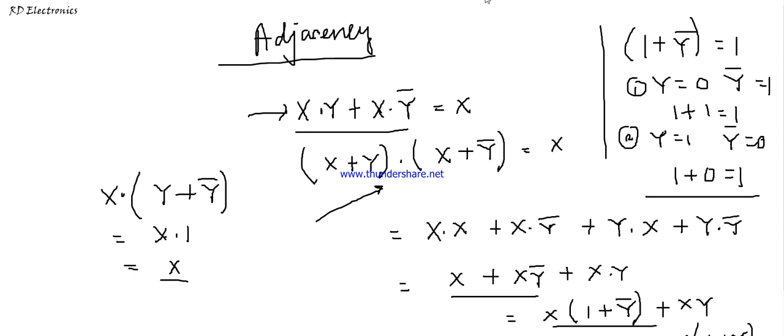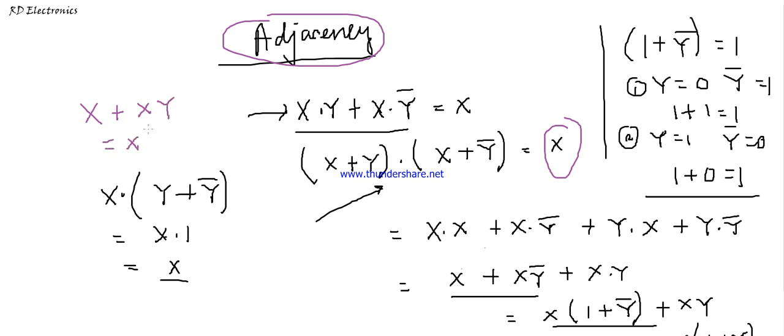Right hand side means this term. So this is x. So this is known as adjacency theorem. Okay, students, also note that here we take the common x from these two terms, then 1 or y, and 1 or y equals 1, that is equal to x. This theorem is also known as absorption theorem. Okay, this is also known as absorption.